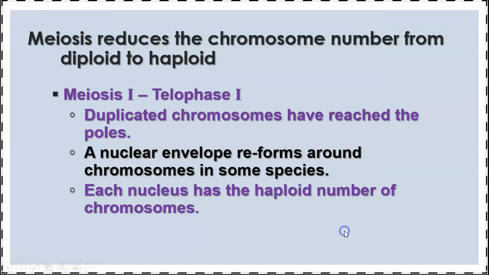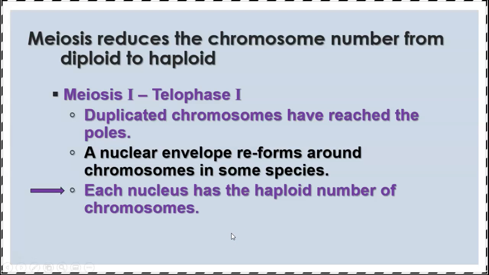In telophase 1, it's very similar to telophase of mitosis. Again, the duplicated chromosomes reach the poles. They start to unwind. In some species, a nuclear envelope reforms around the chromosomes. In other species, not so much. But the big difference here is that each nucleus, rather than having the diploid number of chromosomes, like the original parent cell, has only the haploid number. They have half the number, even though the chromosomes are duplicated chromosomes.